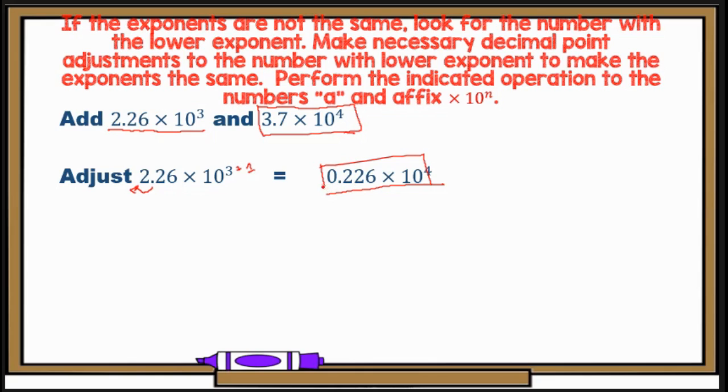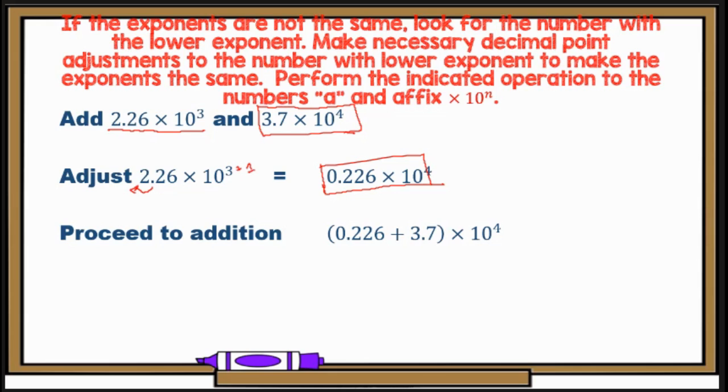Even though this one is not in scientific notation because a is less than 1, we're going to make adjustments later if there will be a need for adjustments. So let's proceed with the operation addition using our new number here, 0.226 times 10 raised to the power of 4. So add them up, 0.226 plus 3.7, since they already have the same exponent, so affix times 10 raised to the power of 4. It'll give you 3.926 times 10 raised to the power of 4. Since this is already in standard scientific notation, there is no need to make any adjustments.